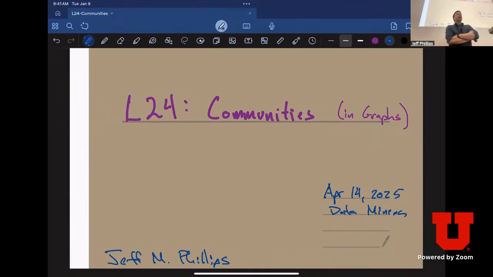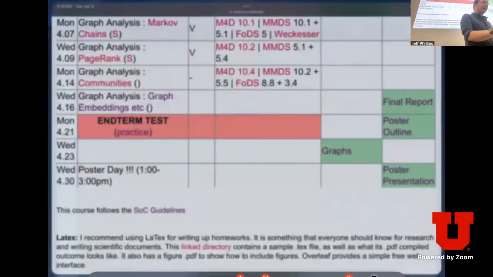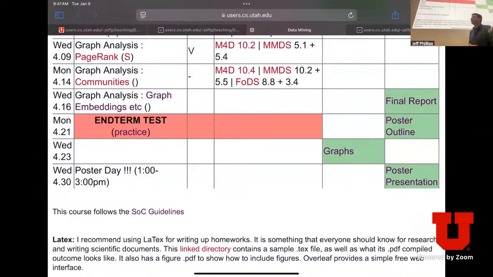Okay, everyone, welcome back. Let's get started. Today we're going to talk about communities and graphs, both how to think about communities and graphs and how to find them. Before we get into the lecture, there's some administrative stuff to talk about.